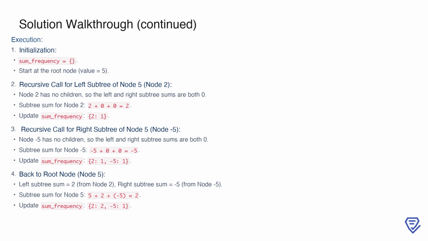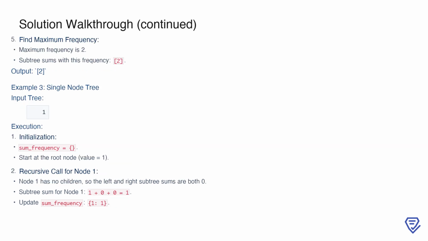The left subtree sum is 2, and the right subtree sum is -5. Adding these to the value of the root node, 5, we calculate the subtree sum for the root as 5 plus 2 plus -5, which equals 2. This time, the subtree sum 2 appears again, so we increment its count in the dictionary, updating it to 2: 2, -5: 1. Now that all subtree sums have been calculated, we proceed to find the maximum frequency in the sum_frequency dictionary.